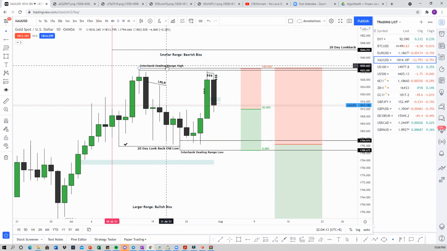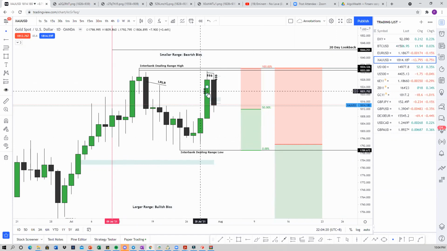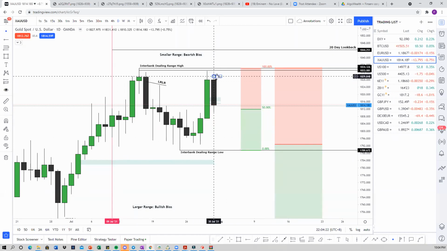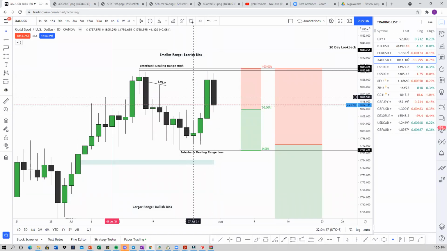Interbank range high. Interbank range low. Low taken out doesn't matter anymore. I don't know what this is. I don't know what that is. Oh, these are all from last week, so let that go. Okay. Gold goes up.